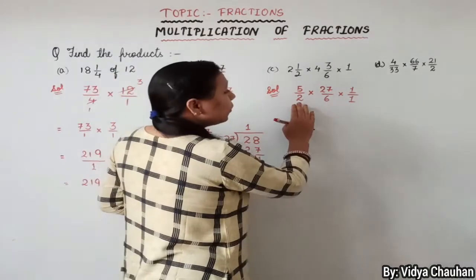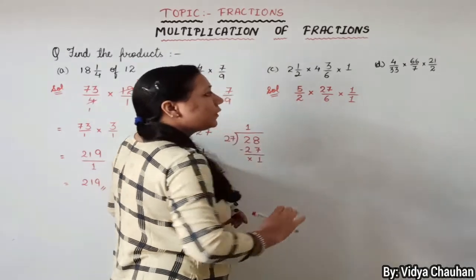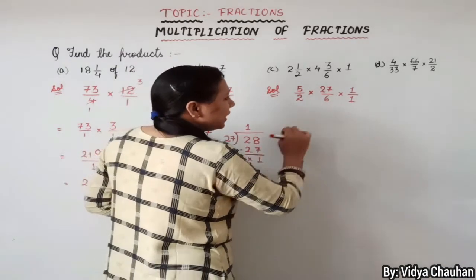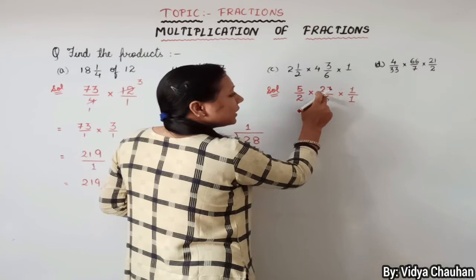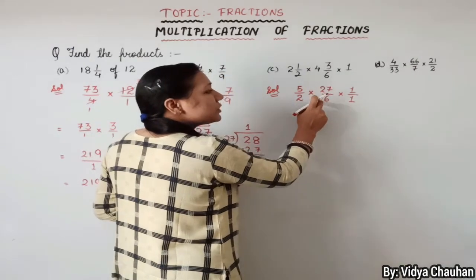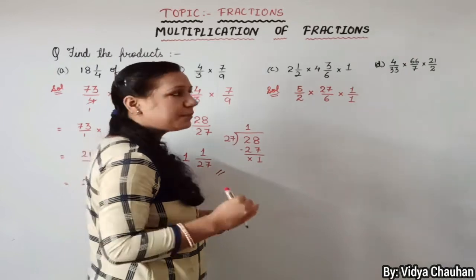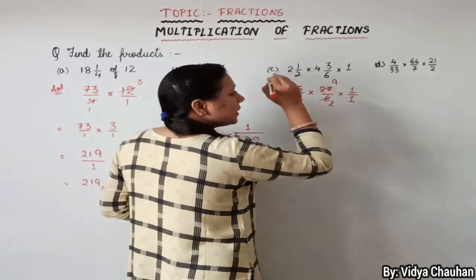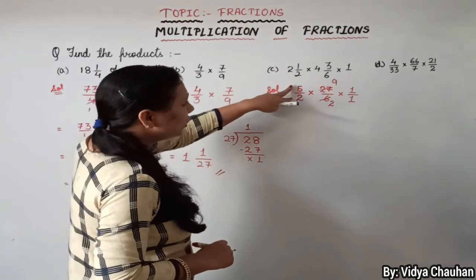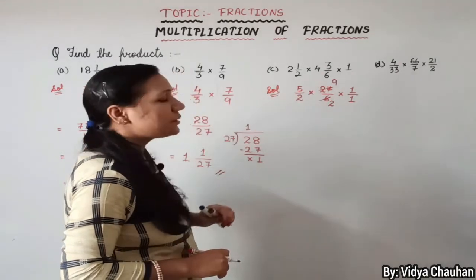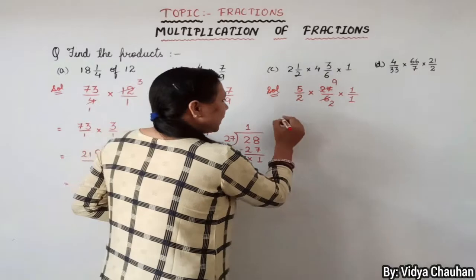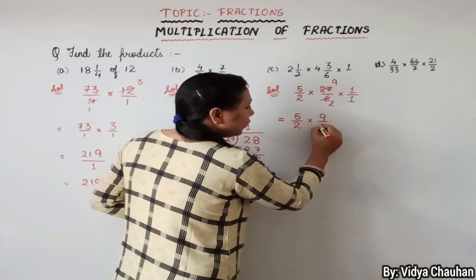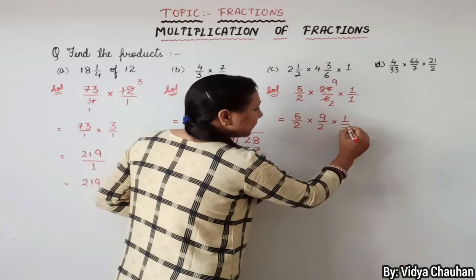Clear, students? Now we will check whether any of the numerators and denominators are simplifying each other or not. If you see 6 and 27, these are two numbers which are divisible by 3. So we can simplify here. 3 2s are 6 and 3 9s are 27. Is there any other value in the numerator or denominator which is simplifying each other? No. So now let's copy down the values once again. 5 upon 2 multiplied by 9 upon 2 multiplied by 1 upon 1.